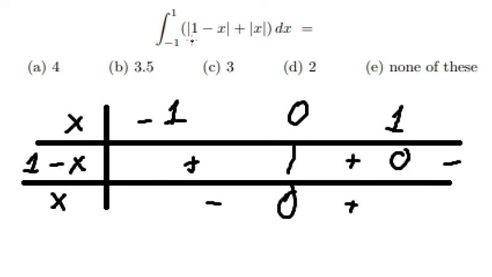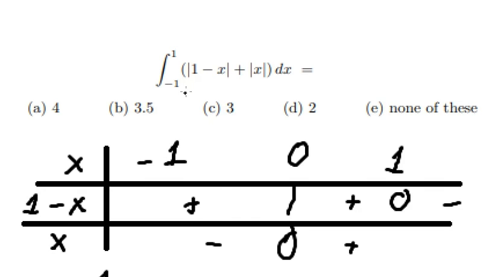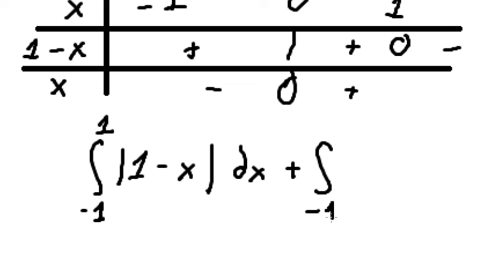So we can separate them into two integrations. That's the absolute value of 1 minus s. And the second one, that's the integration from negative 1 to 1 of the absolute value of s.